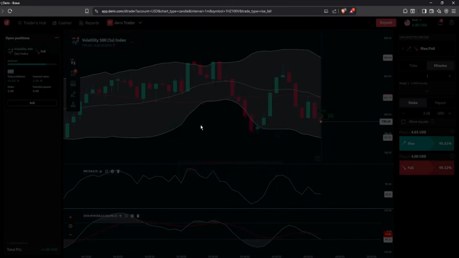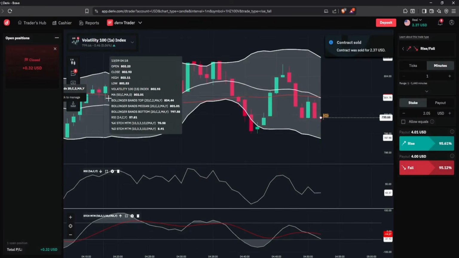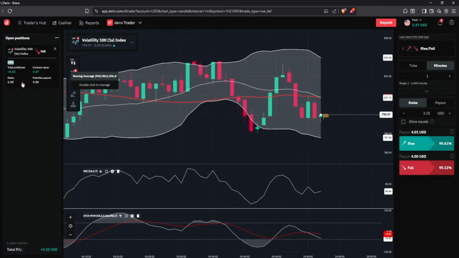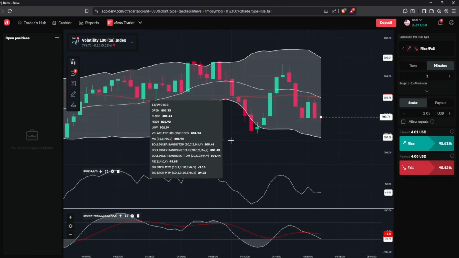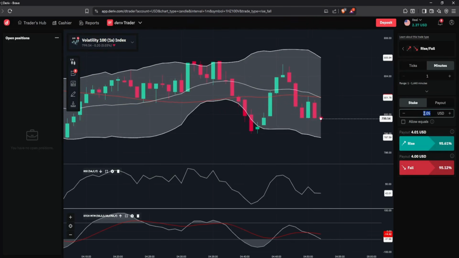Okay, anytime you try to sell, okay, let's sell here. Okay, you have encountered a 0.32 profit. As you can see, right now you're at 2.37 from 0.96. Okay, we are moving in a step-by-step manner. This is how actually you can grow your small account using rise and fall.